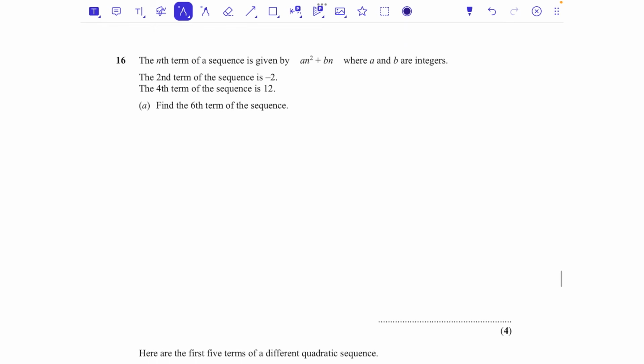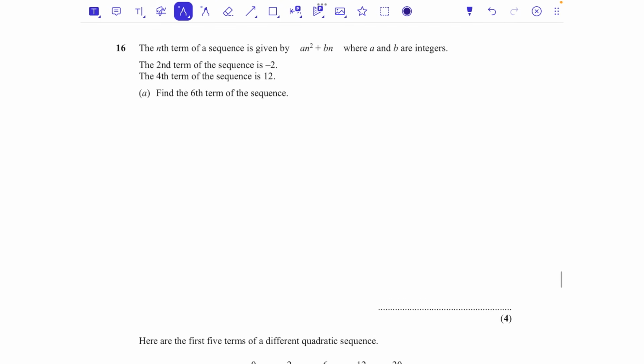Question number 16. The nth term of a sequence is given by an squared add bn, where a and b are integers, so whole numbers. The second term of the sequence is -2, and the fourth term of the sequence is 12. Find the 6th term of the sequence. So if we know what a term of the sequence is, I can put the position number where the n is, and I know it will equal that.